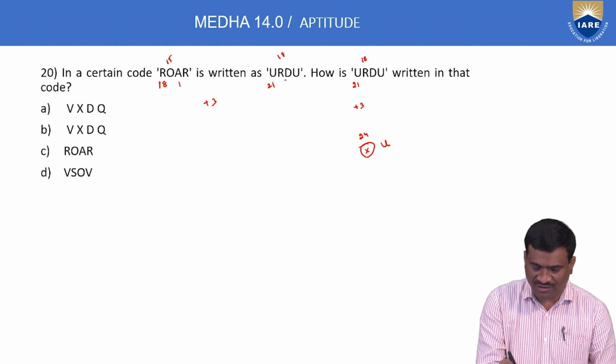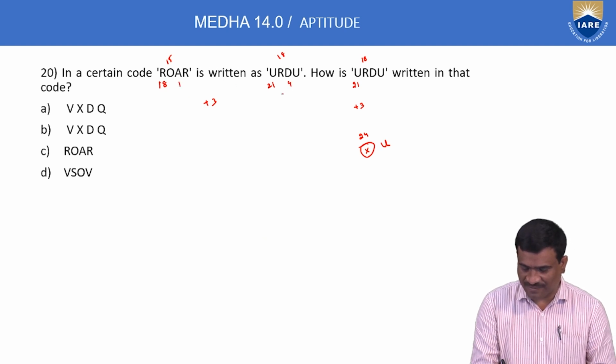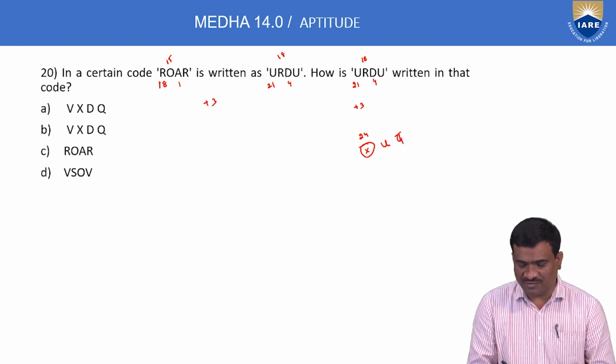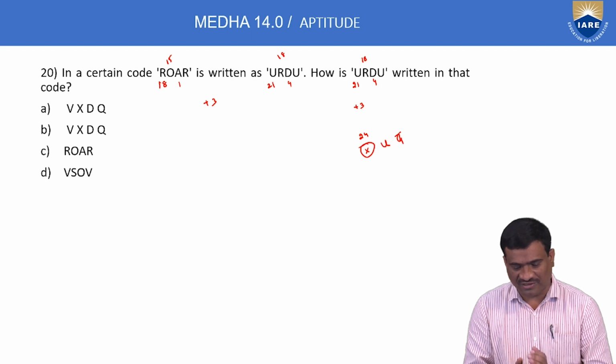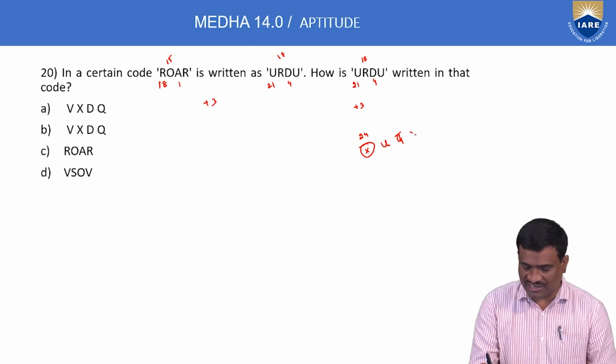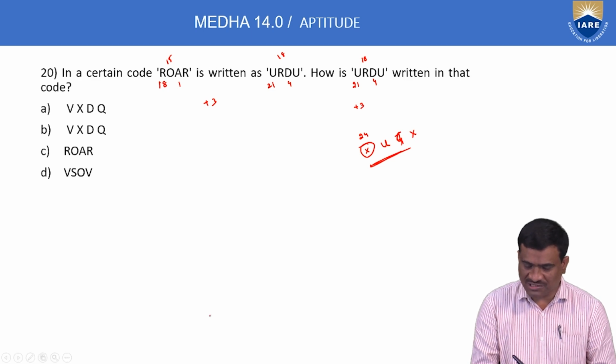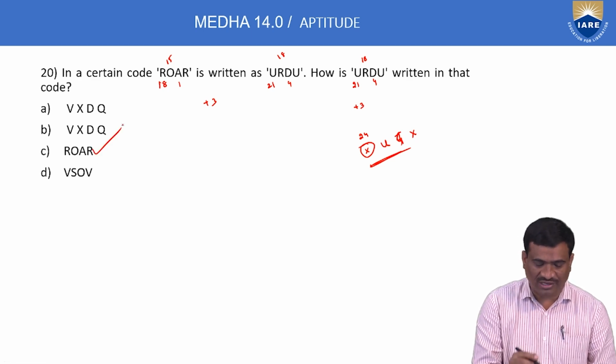Next, A is 1, D is 4, plus 3. Next, D plus 3 is 7, which means G. All are increased by only 3. Plus 3, plus 3, plus 3. Again plus 3, X. So XU, GX. This one is again correct, but the options are not given. So answer C is the only correct one.